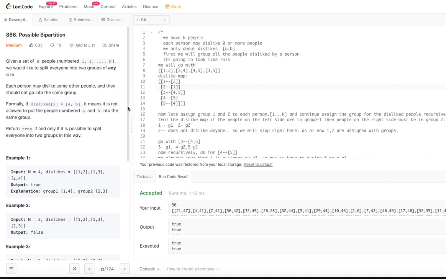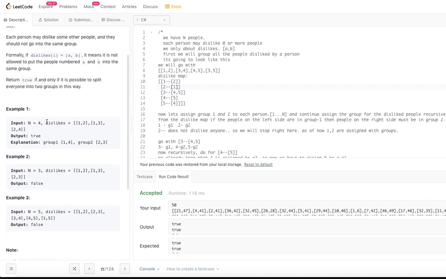So let's try to understand through the example. Dislikes is one input and n is equal to 4. That means there are 4 people and the dislikes array is given as, so 1 dislikes 2. That means 1 and 2 cannot be in the same group, and 1 also dislikes 3. So 1 and 3 also cannot be in the same group. And next, 2 and 4. So 2 and 4 cannot be in the same group, like that. The expected output is true for this.